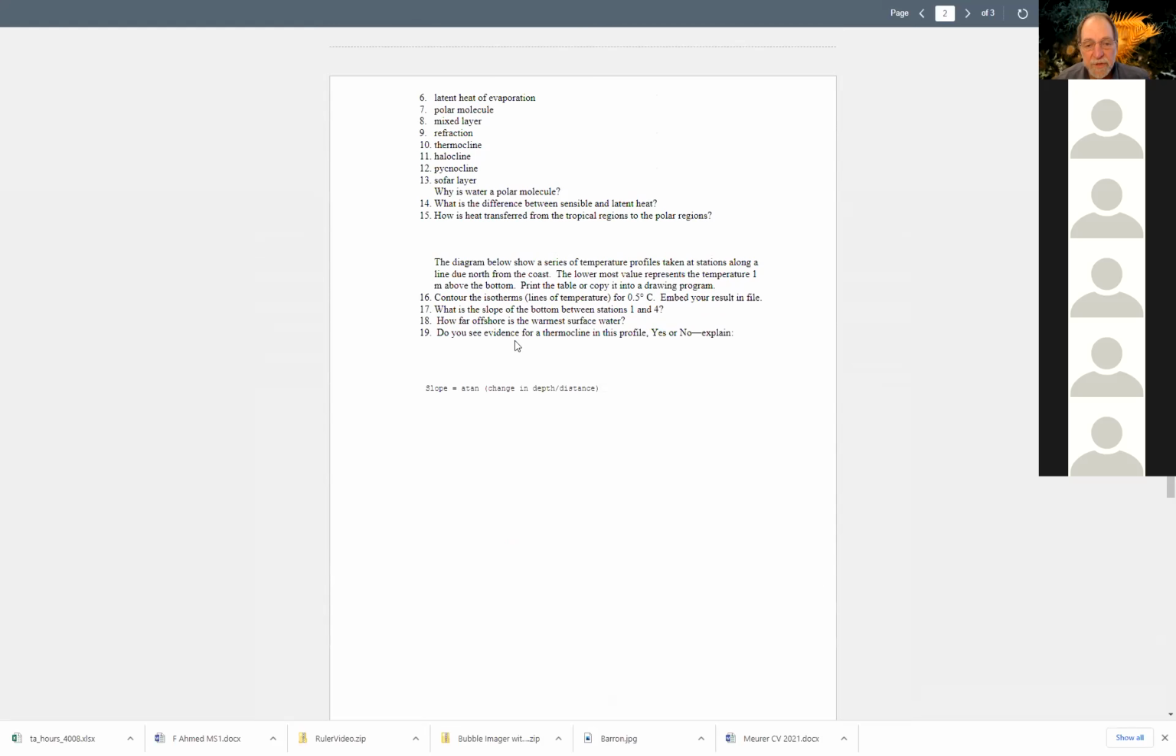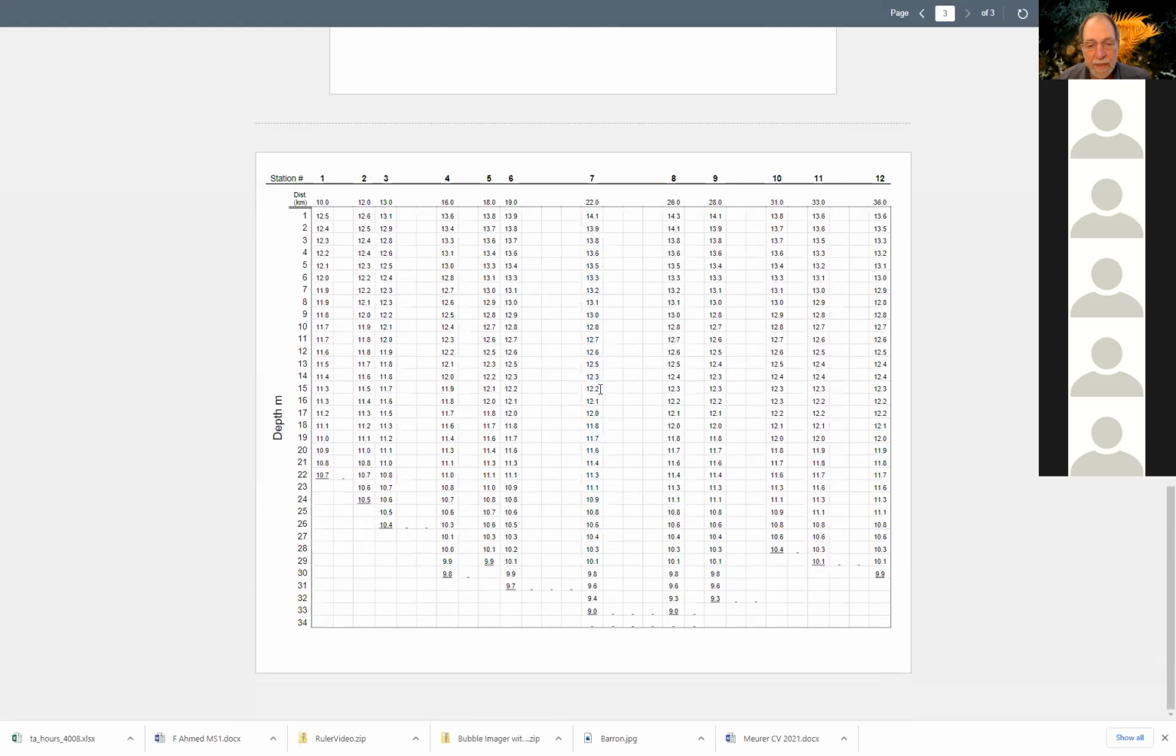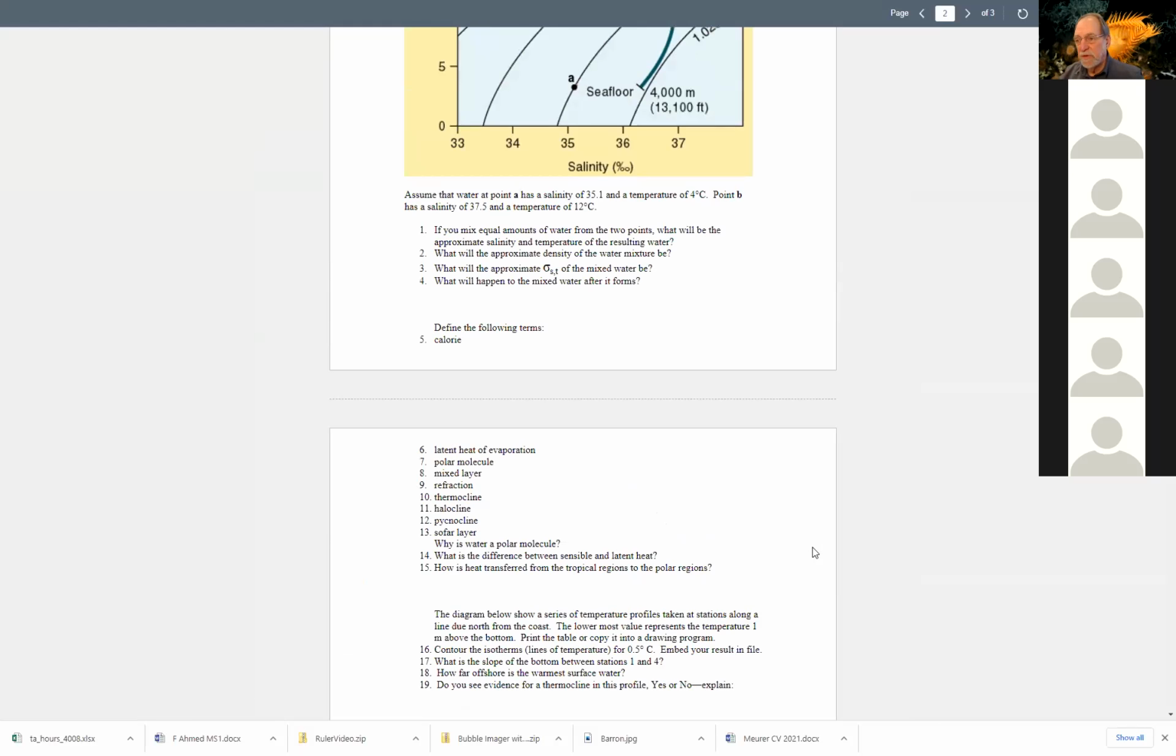And do you see evidence for a thermocline in this profile? Okay. So do we see any abrupt changes in this? There really isn't. Everything is going down pretty gradually. So we haven't reached the depth of the thermocline in this diagram. Okay, so that's a review of the homework. And I know it's a little hard to present all these things over Zoom, but hopefully you get an idea of how this is supposed to work.